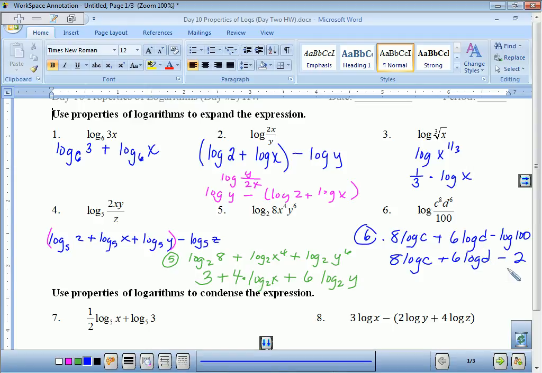Okay, so make any corrections you need to make. Any questions on the first 6?